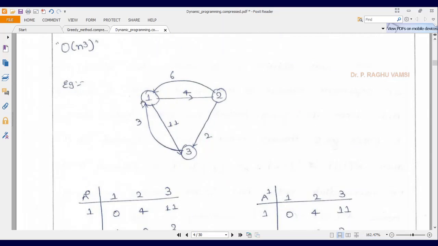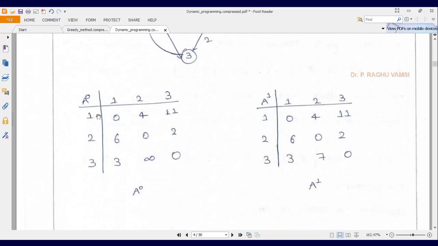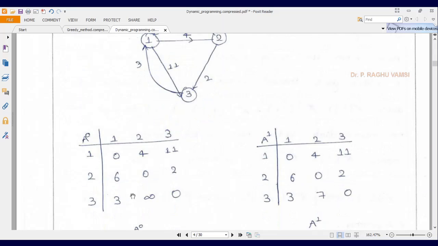Let us consider this graph with vertices 1, 2, 3. Here this is a directed graph. From 1 to 3 there exists a weight, and from 3 to 1 there exists a weight, and from 2 to 1 there is a path with a corresponding weight, like that 1 to 2 and 2 to 3. So if you form a matrix, this is called A0. Here 1 to 1 is 0. 1 to 2, the weight is 4. Like that 1 to 3, 11 is the weight. Like that you fill in the weights. If there is no path from 3 to 2, you keep it as infinity.